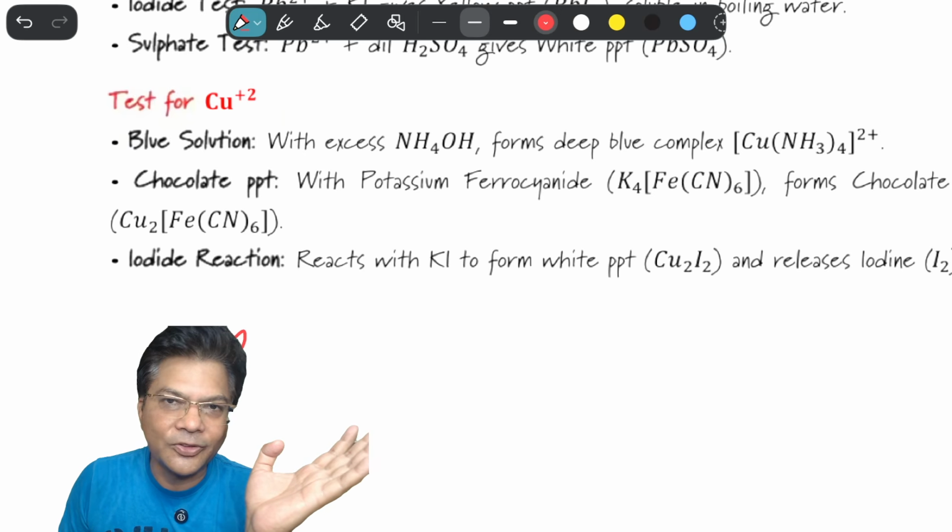Because copy is not allowed in the examination center. Your brain is always most welcome. So try to copy it in your brain.